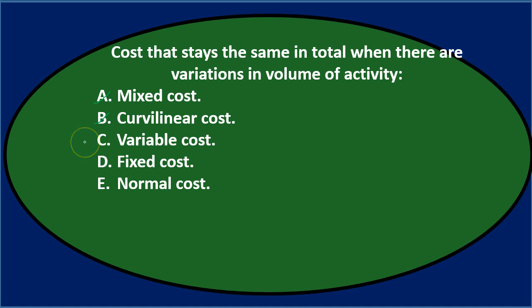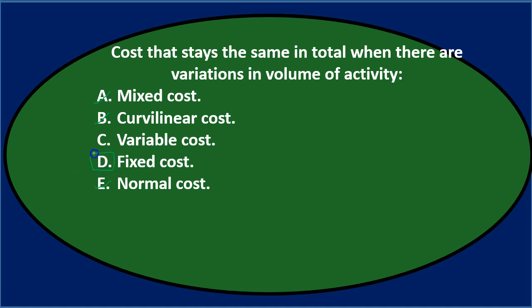The fixed costs, also something that I would expect to see. Those are our two main categories. And then E says normal costs. It seems like a reasonable term, but I don't really recognize it in terms of our topics so far. So I'm going to cross it out and say it's probably either the main two, variable or fixed costs. Let's go through it again. Costs that stay the same in total when there are variations in volume of activity. That's either variable or fixed. Well, we're going to say that's going to be fixed costs.